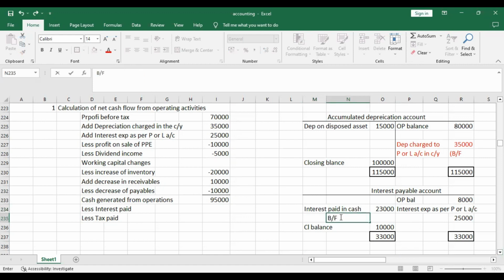This you have to show in the operating activities. So interest paid, how much is it? Minus 23,000. Are you clear?